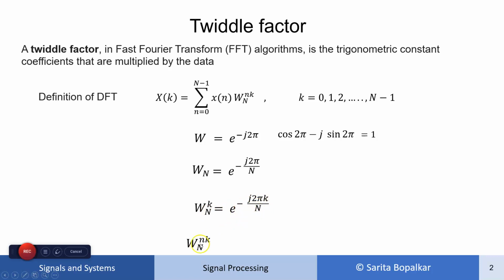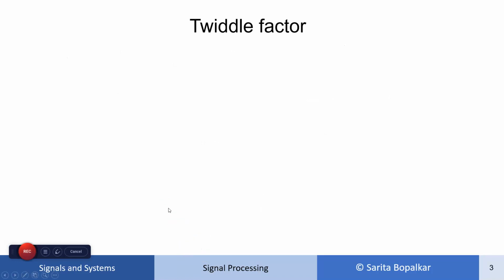Now you can easily write W_N^{nk}: e raised to minus j2 pi, with this nk in the numerator and this capital N in the denominator. So this is W_N^{nk}. Now let's check what is the value of this W_N^{nk} for different values of N. Let's start with N is equal to 2.